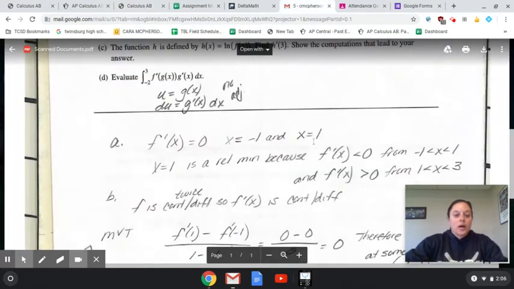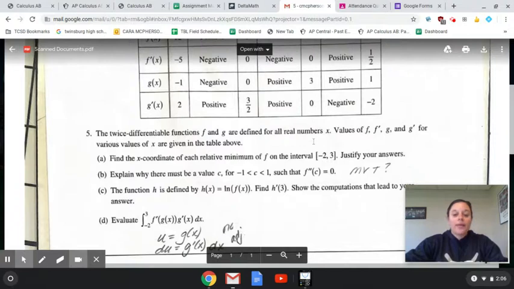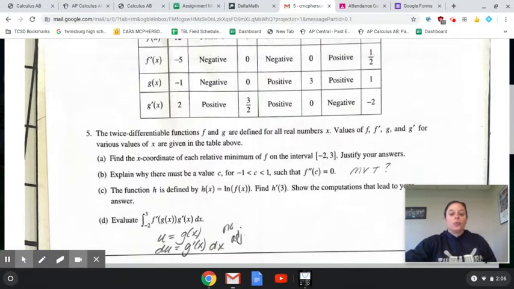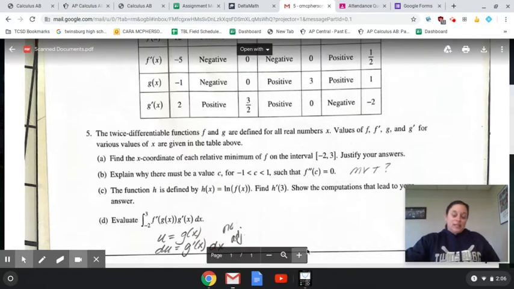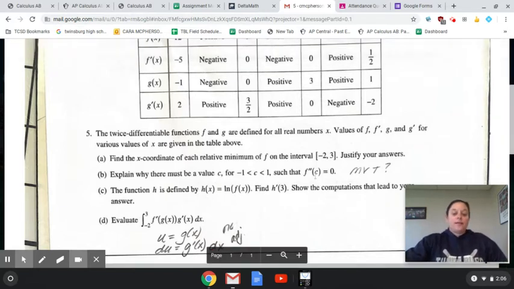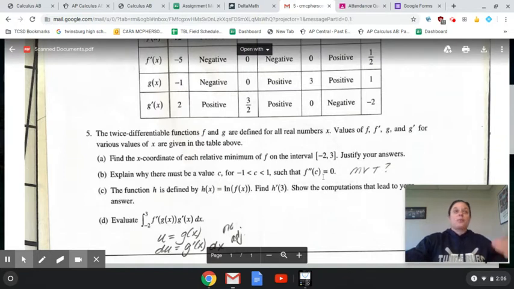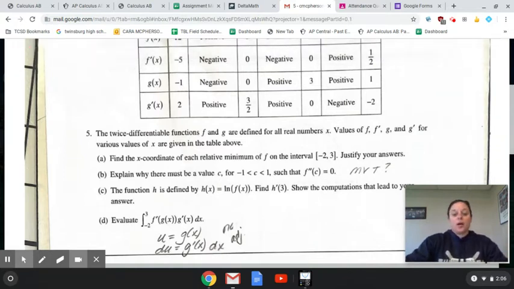Part B wanted to know why there has to be a value where the second derivative of f would have to equal 0. Anytime they're asking about a derivative having to equal something in an interval, it's usually the mean value theorem. Mean value theorem says that there is a place where f prime equals f of b minus f of a over b minus a. Or in other words, the slope of the tangent line equals the slope of the secant line. So what this means is, for your f double prime equaling 0, there would have to be a place where f prime of b minus f prime of a over b minus a equals 0.